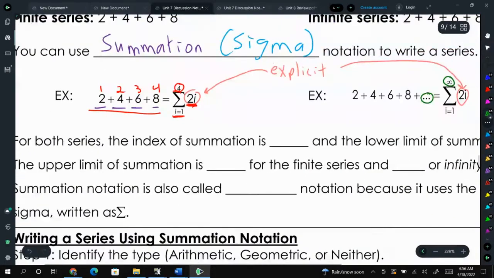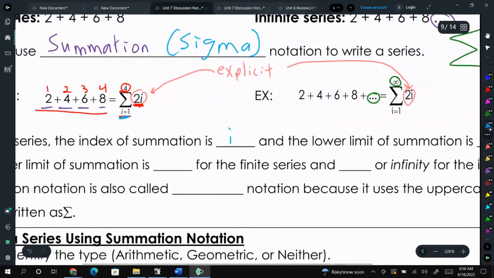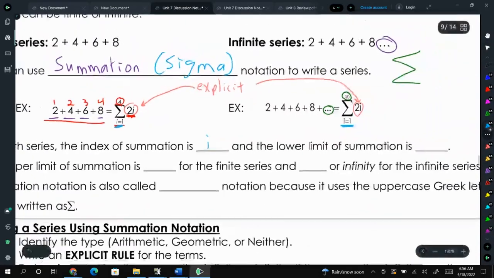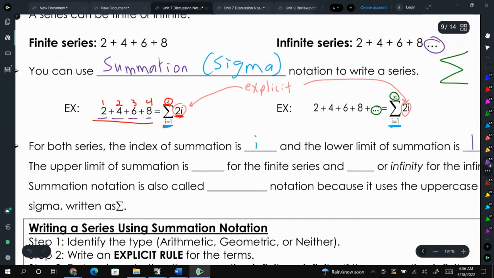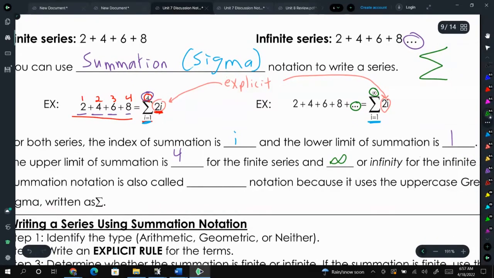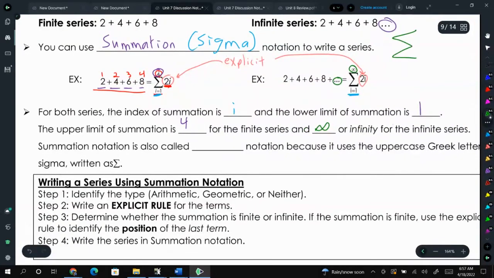So to summarize, in both series, the index of summation, or the variable, is I. I equals 1. The lower limit of the summation is 1. That's where we're starting. And for the finite series, the upper limit was 4 that I circled. And for the infinite one, it was infinity. And like I was saying, summation notation is also called sigma notation because it uses that Greek letter sigma.